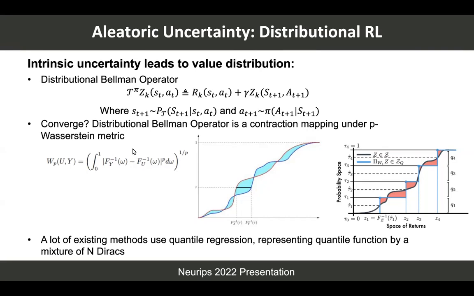Based on this Wasserstein metric, a lot of methods have been proposed that use quantile regression to approximately minimize this Wasserstein distance when they update their distribution parameters. It means we can use a step function, which is a mixture of Diracs, to represent this inverse CDF.